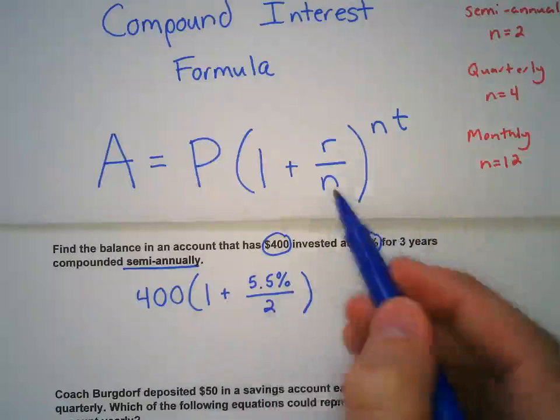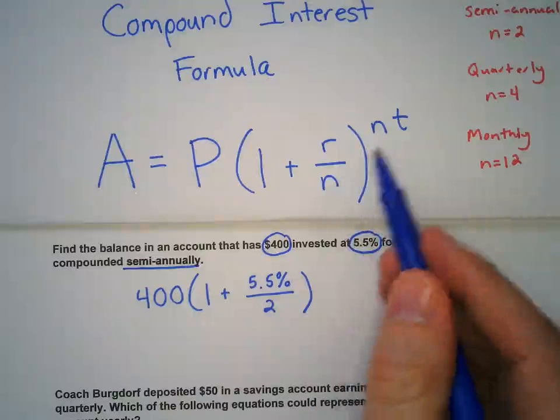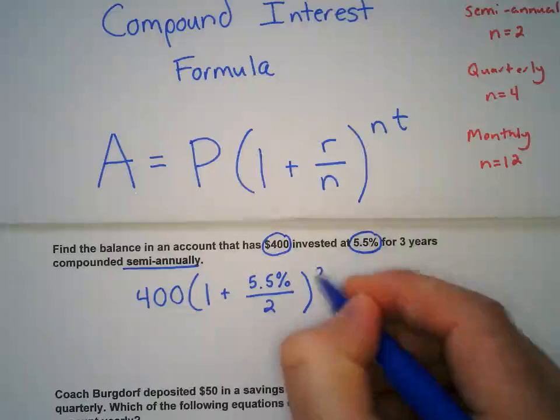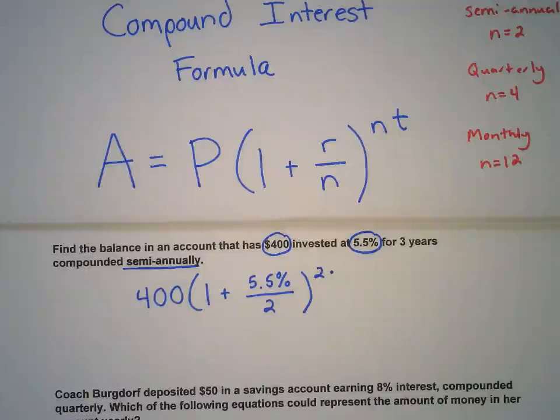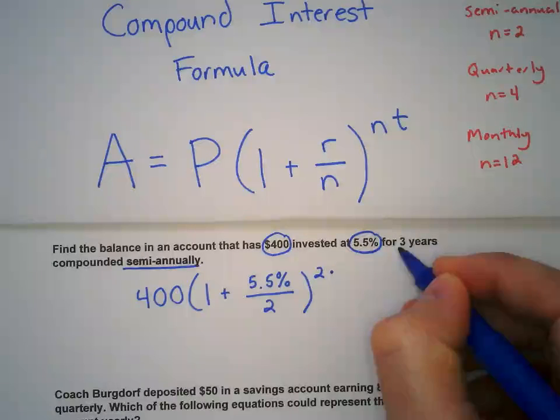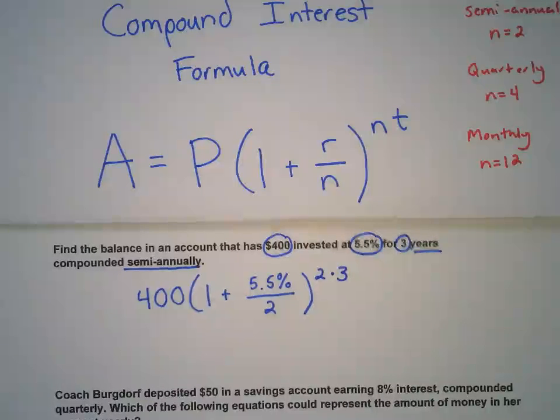And if you put the 2 there, notice the N is at the bottom of this fraction, and it's also at the top with the exponent. So 2 goes up there, and you multiply it by the amount of time that's gone by. So the amount of time that's gone by has been 3 years. So we're going to put a 3 in for that. That'll be the 3 years.